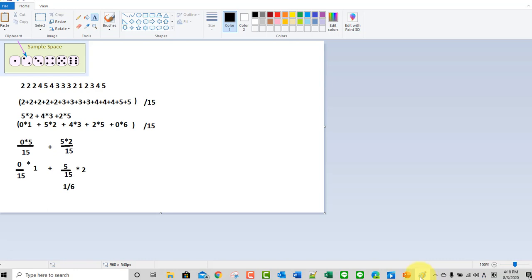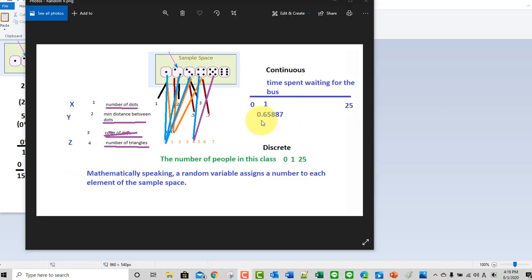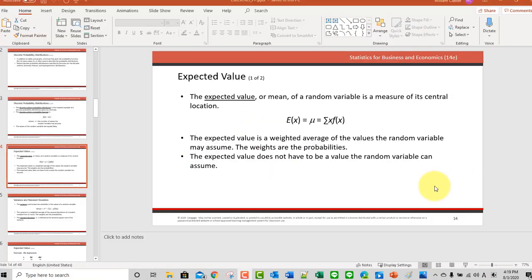And I don't have that here right now. Here it is. So we said, mathematically speaking, a random variable assigns a number to each element of the sample space. So here's the sample space, and we have these numbers: the number of triangles, the number of dots, the minimum distance. So those are random variables, and we said they could be continuous or discrete. So we discussed that, and then with that, we are ready to discuss the concept of expected value of the random variable.